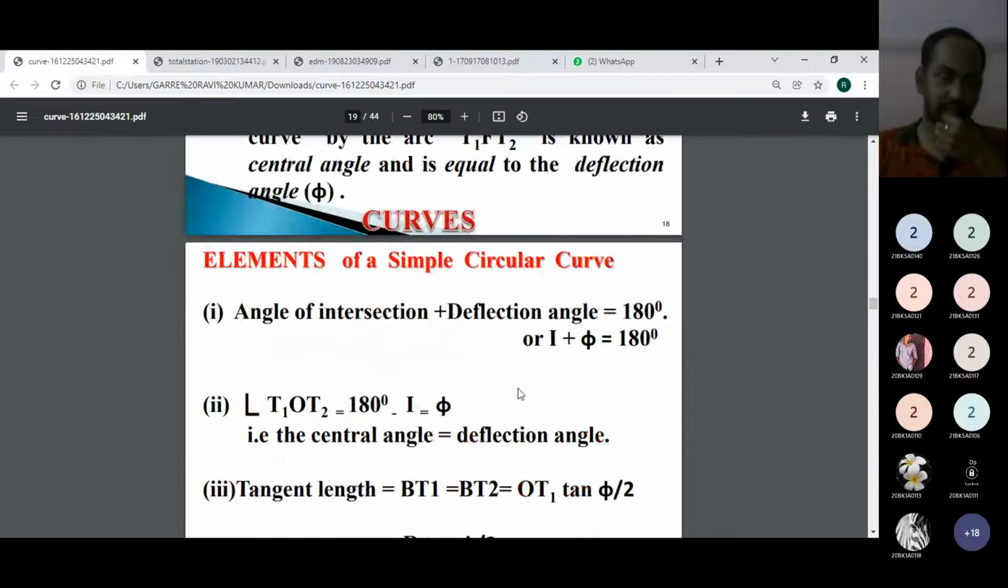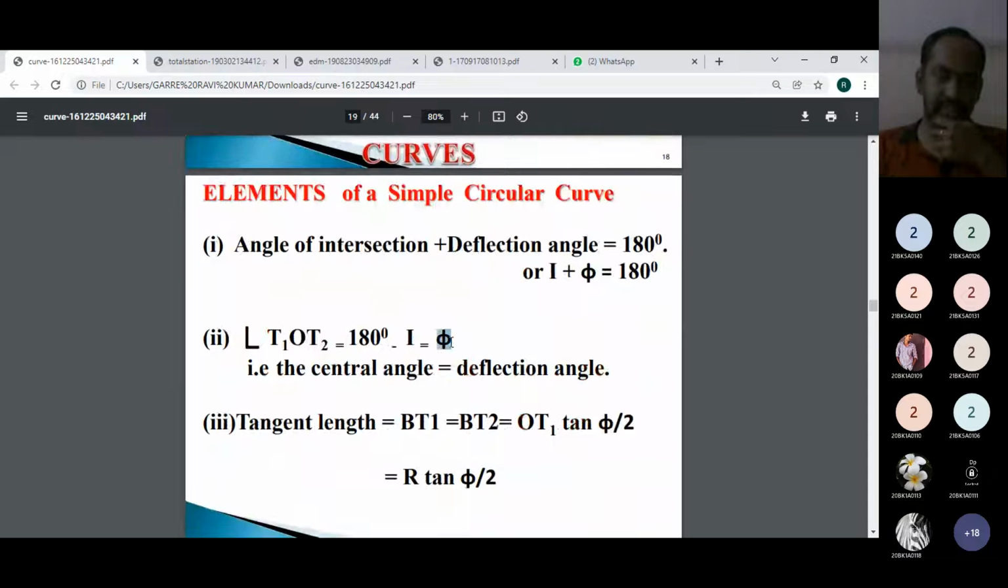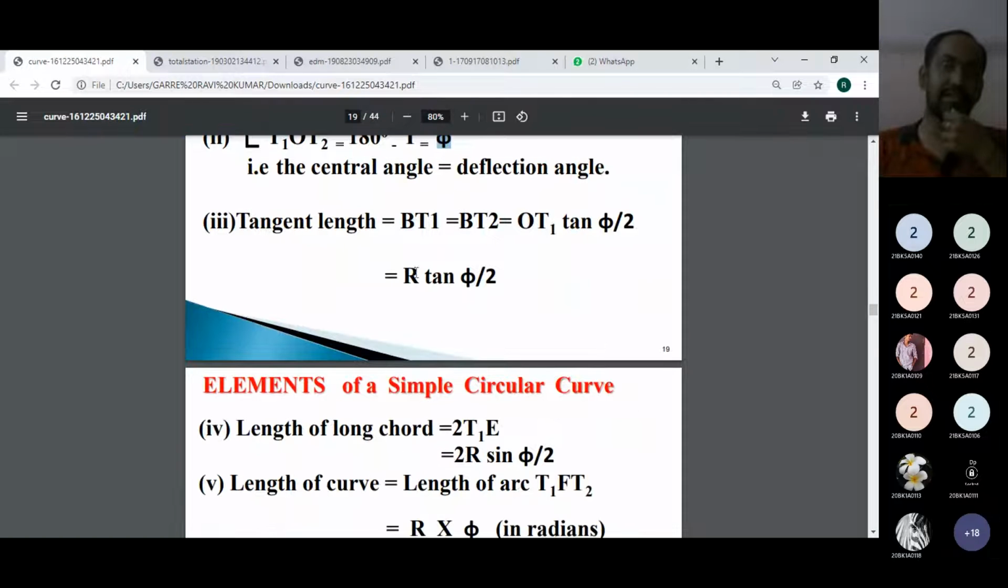That is the important thing. First of all we have to calculate the deflection angle, and after that immediately we have to calculate the tangent length R tan phi by 2. Whenever you determine that, then we are able to know where we have to start the curve on the first line and where we have to end the curve on the second line. This is the important thing we have to determine.